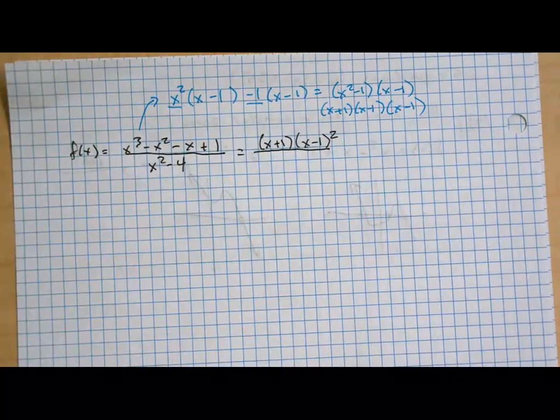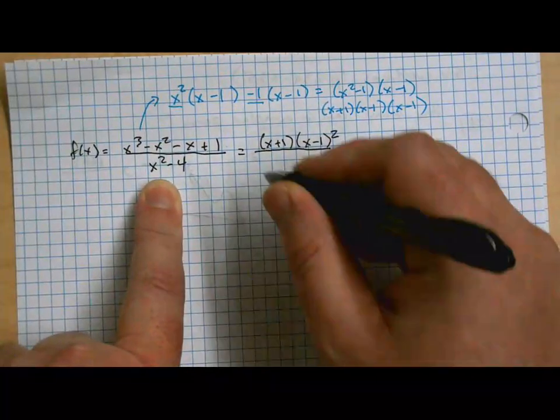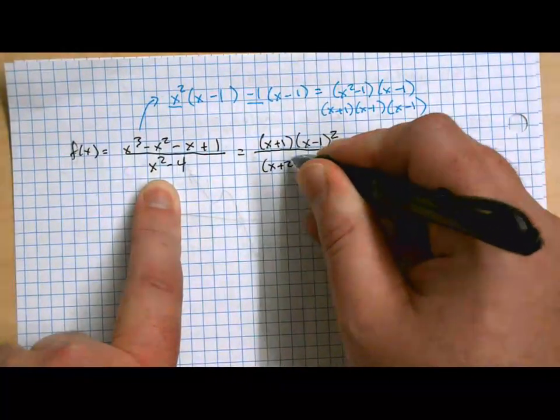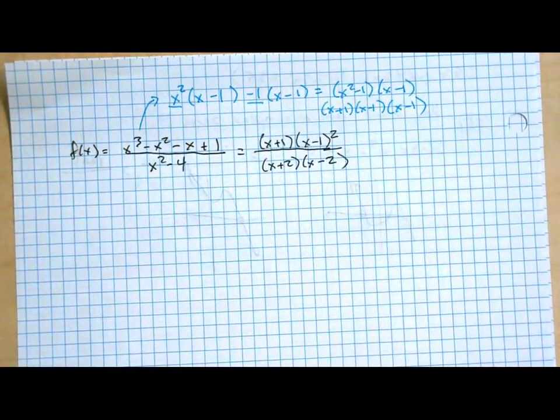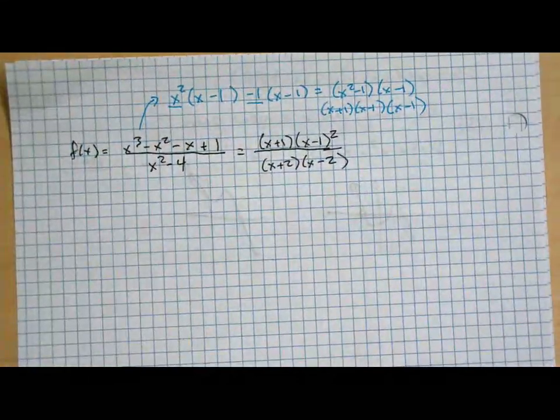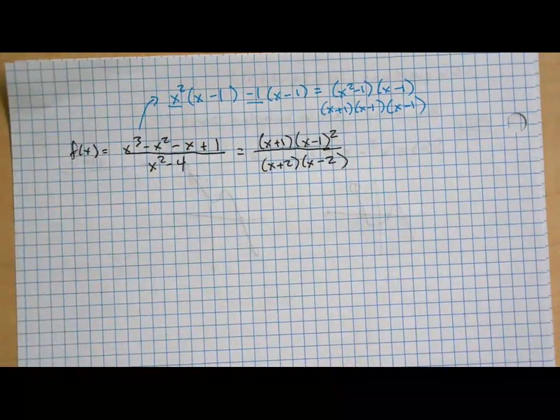All right, how about that denominator? Can you guys factor that pretty quickly? Yes, that's x plus 2, x minus 2. It's a difference of squares. Okay, so we got it factored. All right, where shall we start?